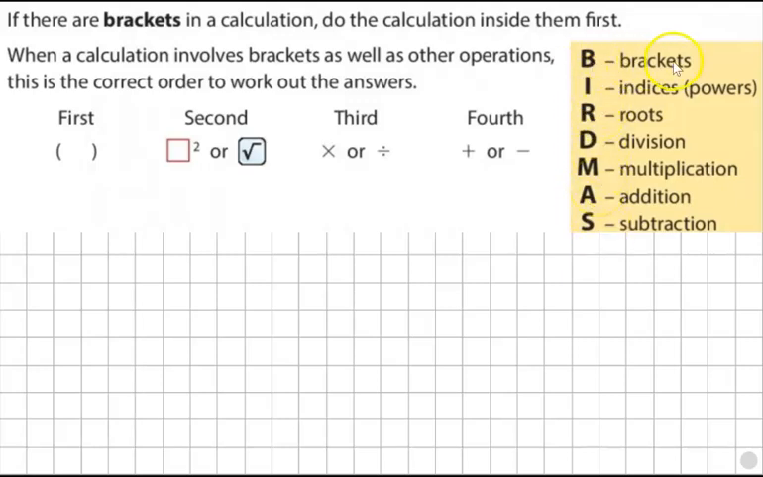So you always do the brackets first if there are brackets. So whatever's going on inside the brackets, you would sort that out first. You would simplify inside the brackets. Then you would do any indices, which are powers. Then you would do any roots, then division, multiplication, addition, and subtraction.